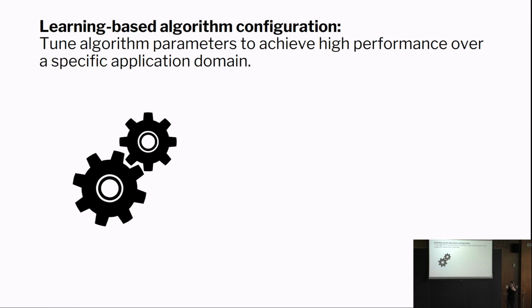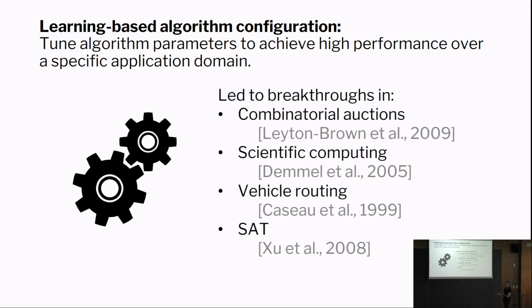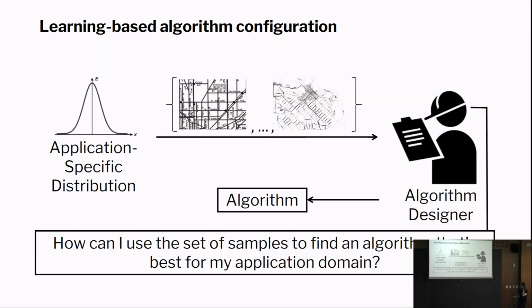The goal here is to tune algorithm parameters to achieve high performance over a specific application domain. So you don't necessarily want your algorithm to do well in the worst case, but you want it to do really well on your specific application domain. Algorithm configuration has been studied for decades, and it has led to breakthroughs in combinatorial auctions, scientific computing, vehicle routing, and SAT. The high-level model is as follows.